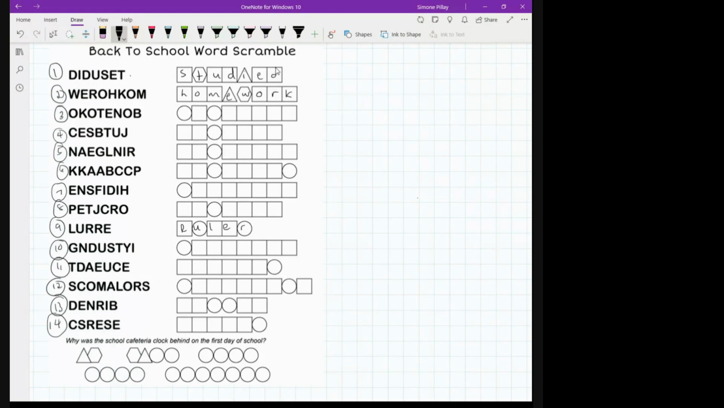Number 8 is projector. Not projector, there's only one O. Project. Number 3, notebook. Project. This is well done, Yahu. You're actually doing them. Thank you, ma'am. Yes, I'm on fire today.